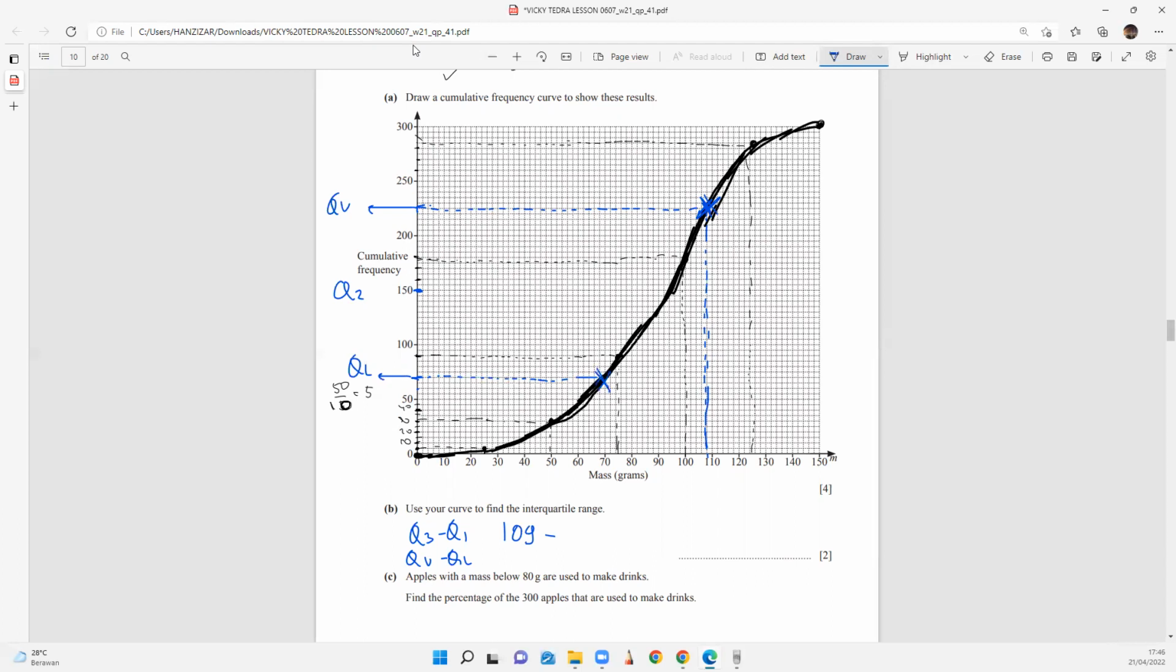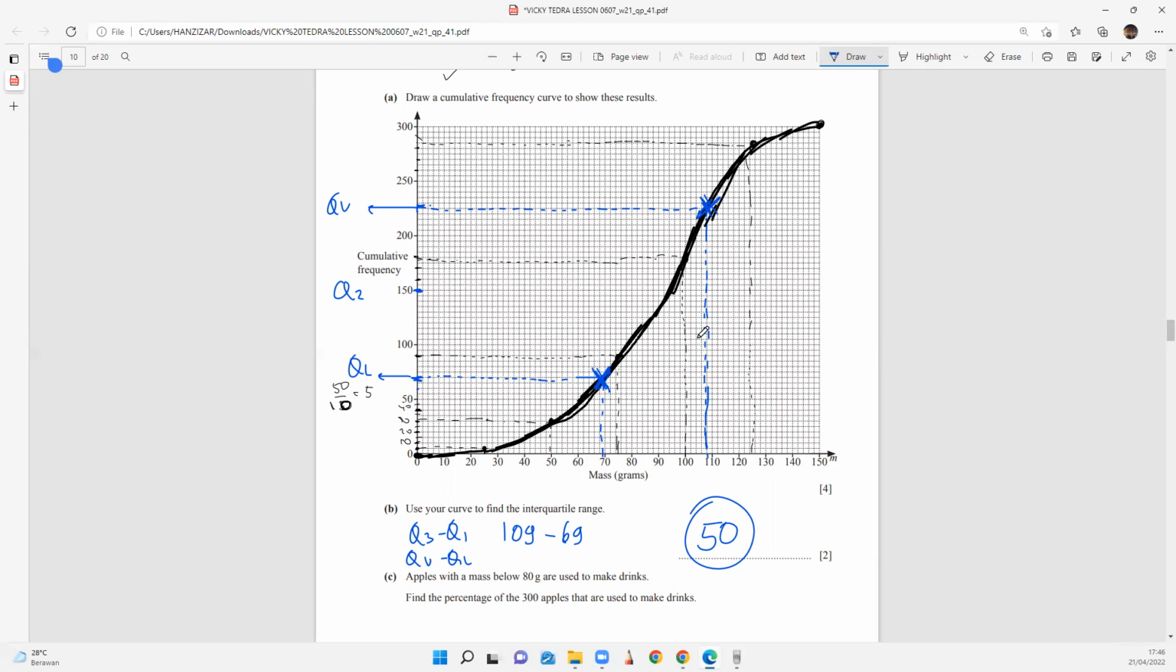Again, this is not the most accurate answer because the curve is not smooth. So it is about 70, let's say 69, right? So the number is 50. This is the interquartile range. You calculate the mass, not the number here. Okay, the difference of the mass on Q3 and Q1.